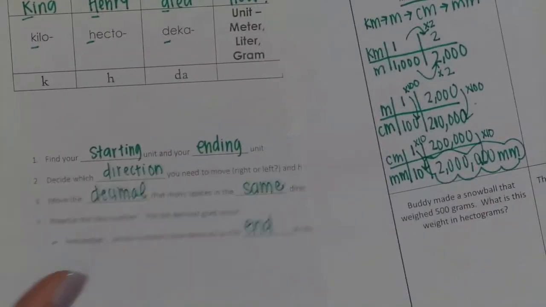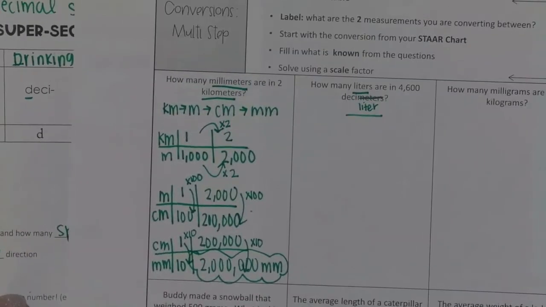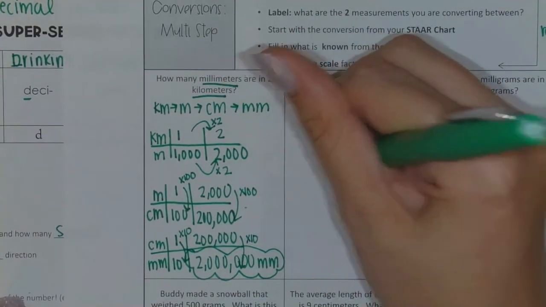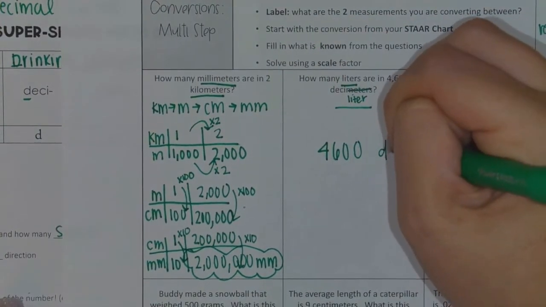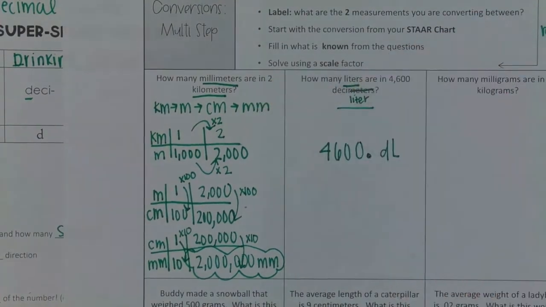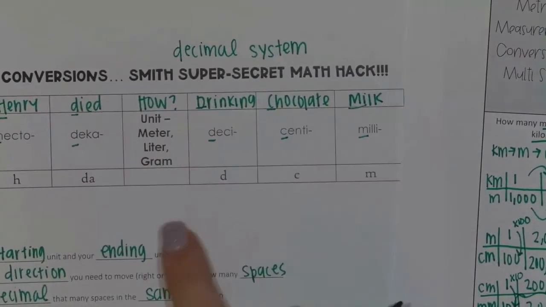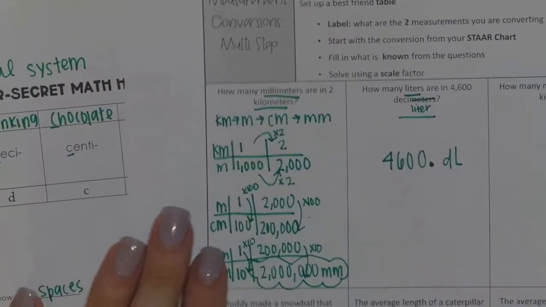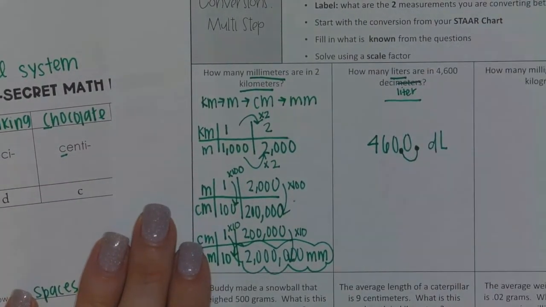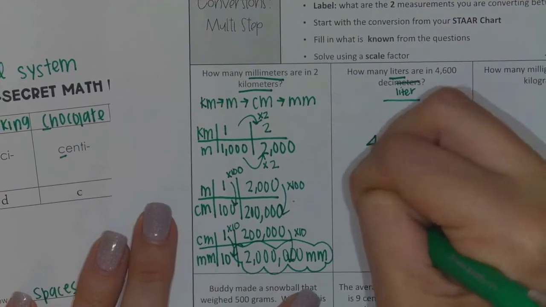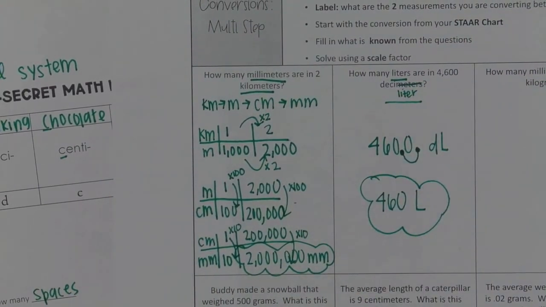So let's put this in action here. So we said our problem is we want to know how many liters are in 4,600 deciliters. So I'm going to rewrite that number, 4,600, and this represents our deciliters. Now again, I'm going to be moving a decimal. And right now, I don't see a decimal in this number because it's a whole number. So that decimal is going to go at the very end. So my starting unit was deci. My ending unit is just liters. So that's moving one space to the left. So I need to move my decimal one space to the left. Once I do that, I'm going to rewrite my new number. So this is going to be 460 liters. And just like that, your conversion is done.